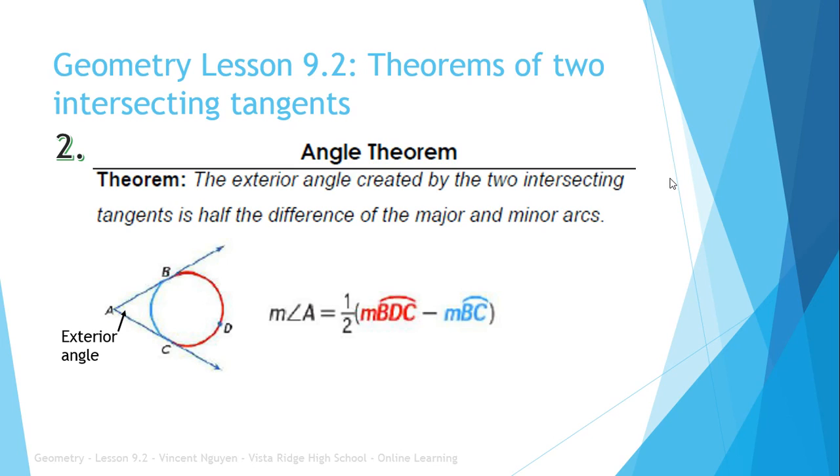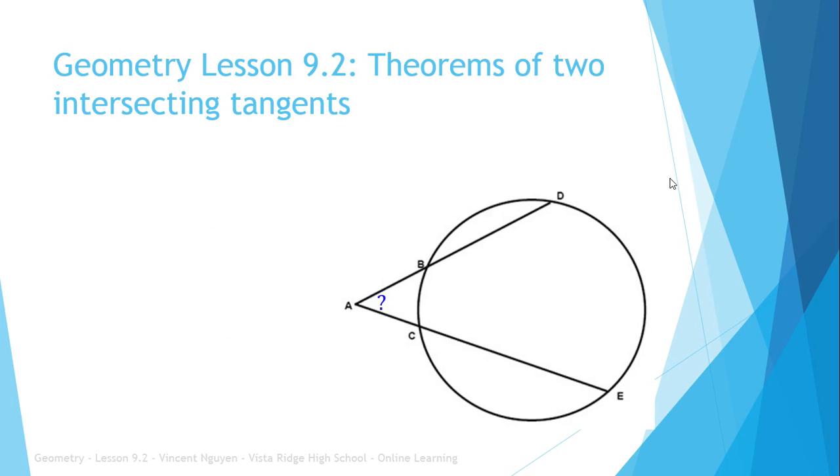So here's your exterior angle, angle A. There are your two tangents, tangent 1 and tangent 2. There's the major arc and there's the minor arc. If you subtract these two arcs and divide by 2, it will give you the outside angle. That's what this theorem says. So let's apply that real quick.